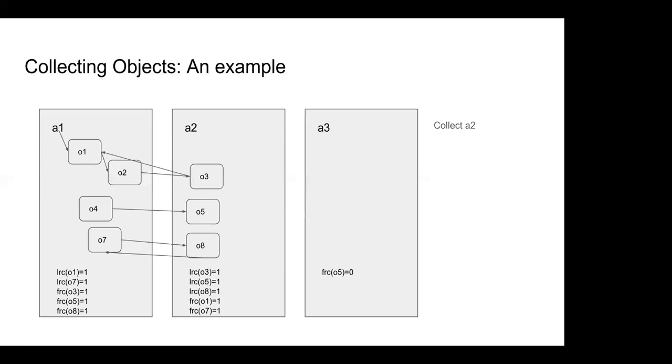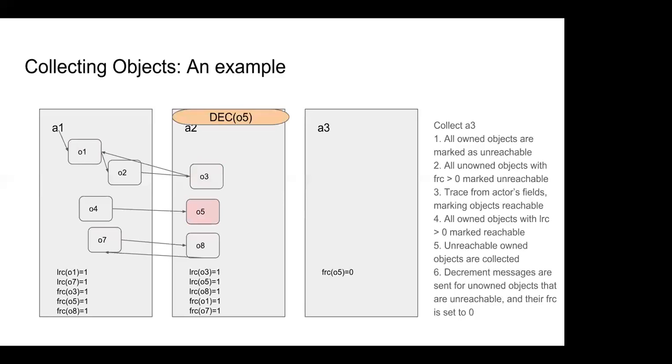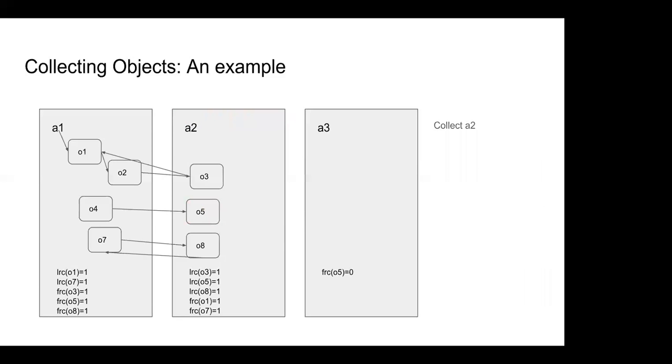Okay, now we're going to collect A2. For A2, all owned objects are marked as unreachable. Again, same algorithm. So it marks 03, 05, and 08 as unreachable. Oh, I'm sorry, I see what I did wrong here. When I created the slides, I screwed up. 05 should have started out with a local reference count of 2 because it's referenced from 04 and it was referenced by 06. Sorry. So moving forward with A2, 05's reference count is now correct. Okay, so we mark all of the owned objects as unreachable.